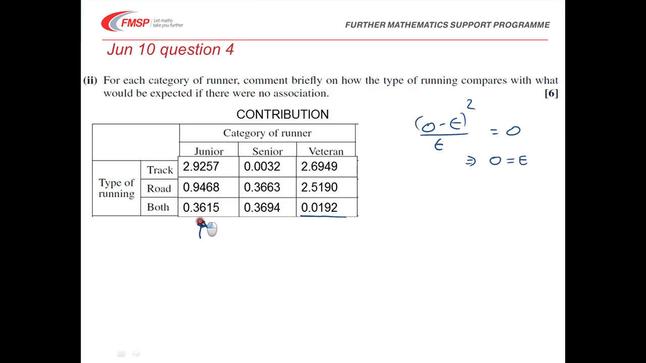So if we look at the first column first of all, this is the number that stands out here for juniors. So let's look at junior first of all. Because this is a big contribution, juniors appear to be track runners more often than expected, and these are quite small in comparison. So these we would say are less often than expected. They're still different from O minus E, but you just need an awareness of that. So juniors, bigger contribution, so juniors appear to be track runners more often.